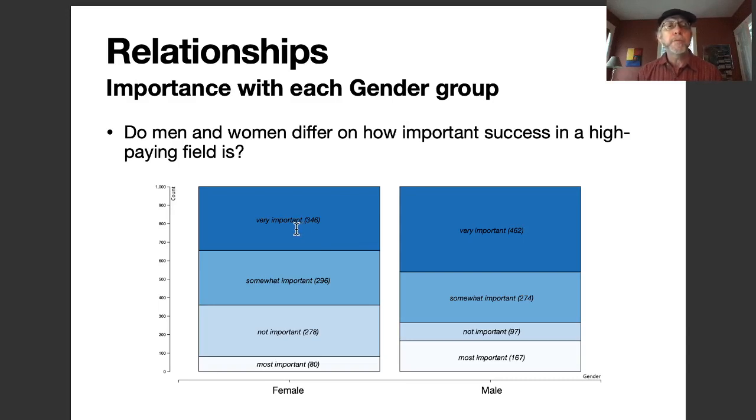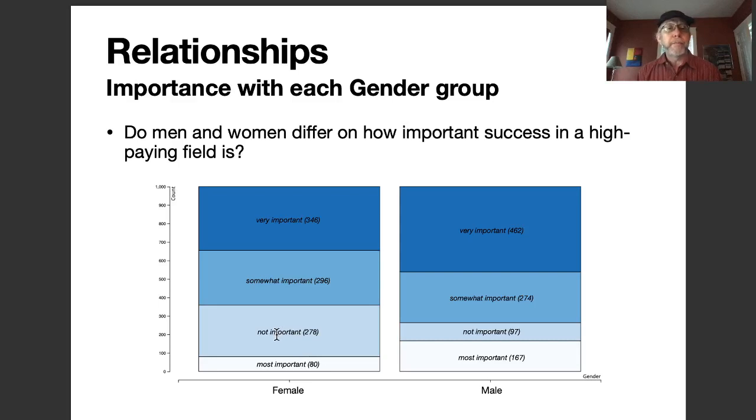346 women thought it was very important, but 462 of the men did. And remember, the group sizes are the same here, 1,000 women, 1,000 men. So we can see that men are more likely to think that it's very important than women in our sample. The same thing for the most important category. More men deemed it the most important thing to have a successful career than women.